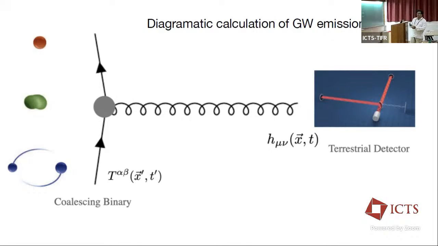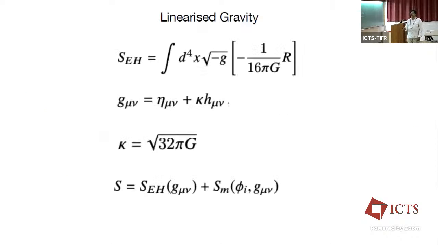But this could be a way in which you could then start probing. So for instance, this is the coalescing binary, that is the source, and this emits a graviton, and that graviton is seen in the detector over here. So this is just a single vertex Feynman diagram. If you calculate this in the language of Feynman diagrams and treat this source as a classical current emitting a graviton, then you can check whether this matches your Peters-Mathews formula, for instance, or not.